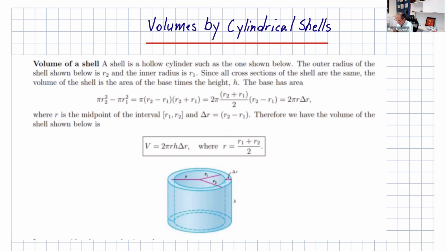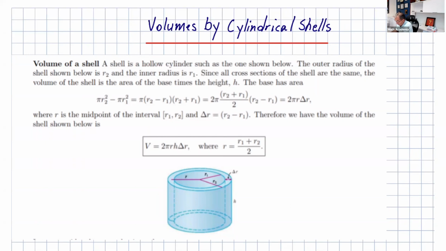So if we write that formula, first of all, let's go over the area. The area is going to be pi r2 squared minus pi r1 squared, but we can use some algebra here. We can factor out the pi, and then factor r2 squared minus r1 squared. So that's the same as r2 minus r1 times r2 plus r1.